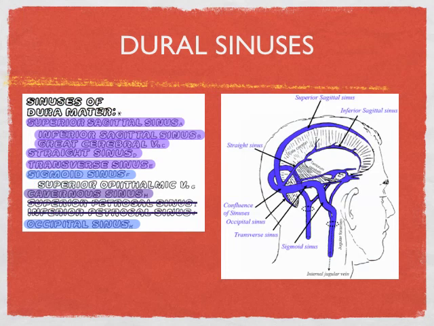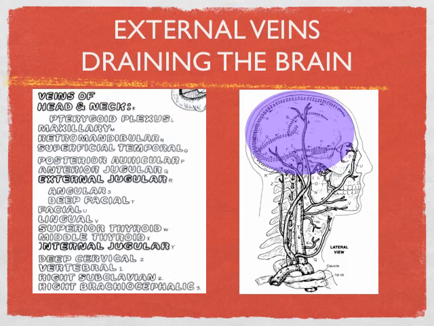Here's another view. You don't have this one in your book, but I thought it was handy to show a little bit more of how these twist and turn here. And you can see a little bit more of the occipital sinus running down this way. So, all of those dural sinuses are inside the skull and drain all of the cerebrospinal fluid and the blood from around the brain.